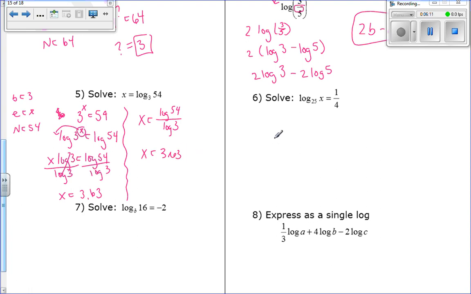For number 6, we need to solve this equation. Again, identify what b, e, and n are and see if you can get it into exponential form and do something with it. So my base is 25, my exponent is 1/4, and my number is x. So if I rewrite this, it's 25 to the 1/4 equals x. All I need to do is type in 25 to the 1/4 on the calculator. It would look like this: 25 caret, parentheses 1 divided by 4, close parentheses. That's equal to x, and the nearest hundredth is 2.24.